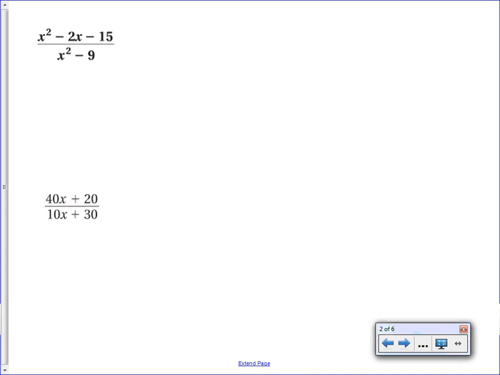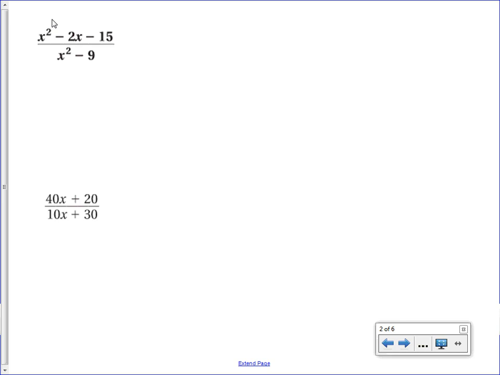To simplify these, as I've told you before, you're not going to be able to just cancel out these x squareds, okay? That does not work, not when there is addition or subtraction involved in either the top or the bottom. What you need to be able to do here is factor and cancel out an entire factor. If you can do that, then you can reduce the fraction or simplify the fraction.